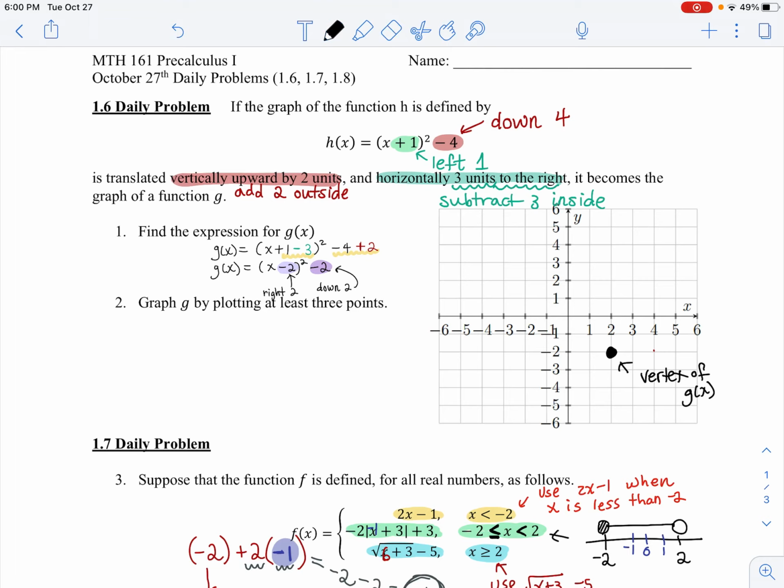But for right now, how did we graph? We graphed functions by plotting points. So if you want to do that, I think that's a great idea. So let me go ahead and plot some x and y values. Find some x, y values.